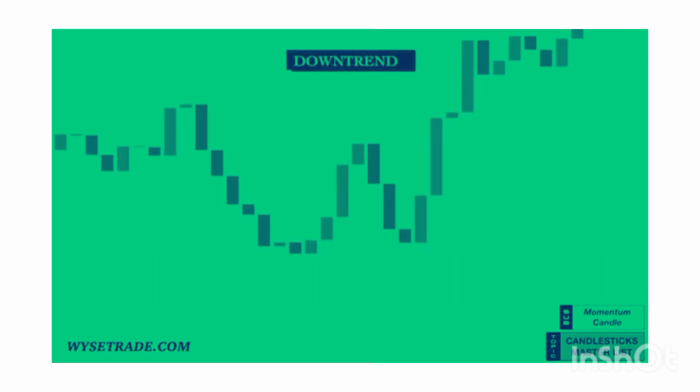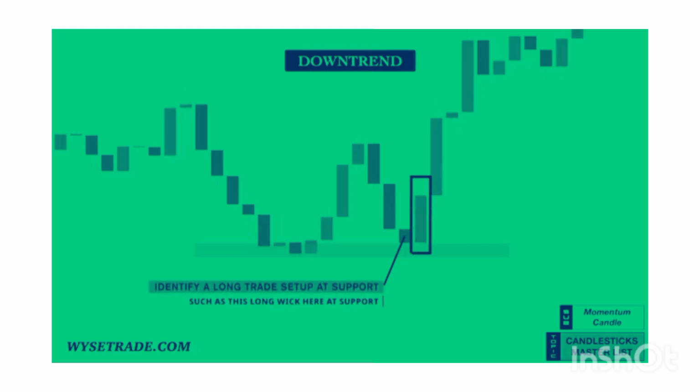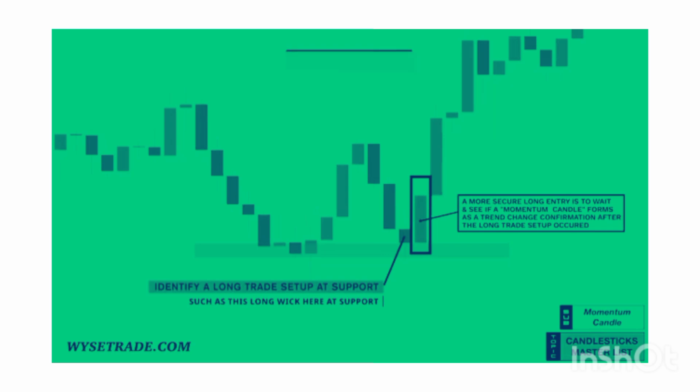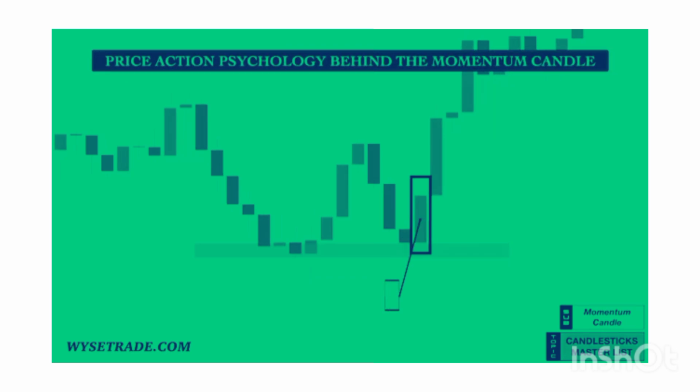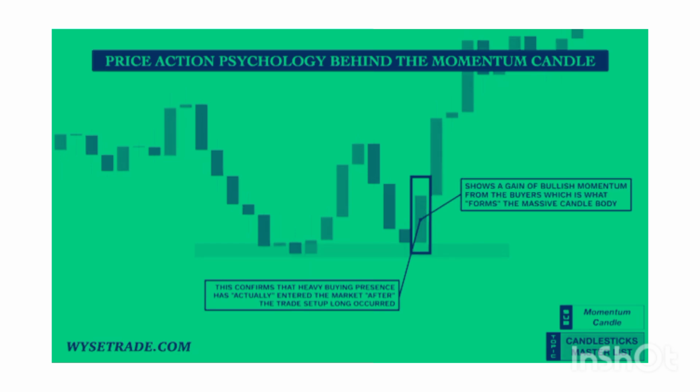You first need to identify a long trade setup at support, such as this one right here through the long wick candle. Now, right after the long trade setup occurs is when you would look for this momentum candle to form. So what is the price action psychology behind this? The momentum candle confirms that a lot of buyers actually stepped into the market at the level, creating heavy bullish momentum, and thus causing the massive momentum candle to form.